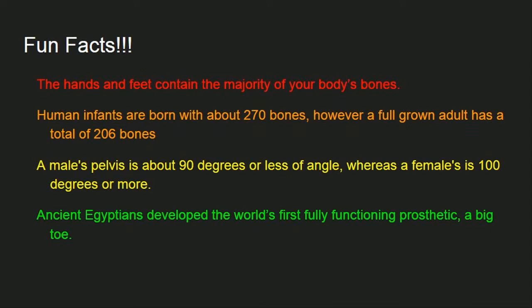Each foot contains 26 bones and each hand has 27 bones. As an infant develops, the bones fuse together, creating a total of 206 by the time we reach adulthood. The skeletons of adult males and females have some variation, primarily to accommodate childbirth.